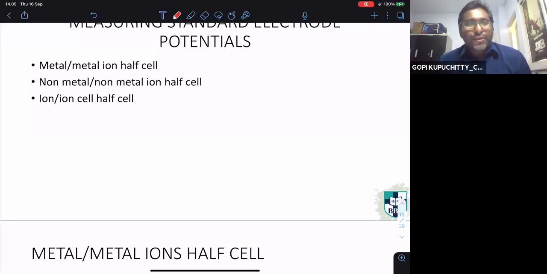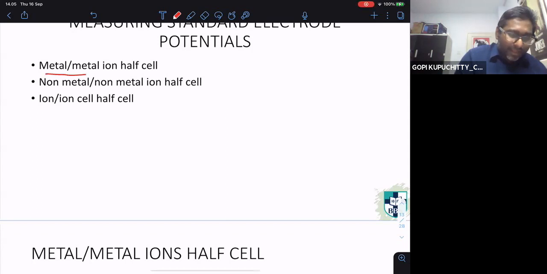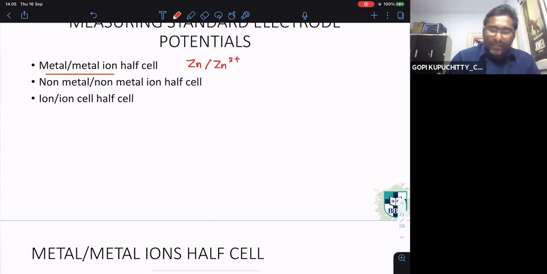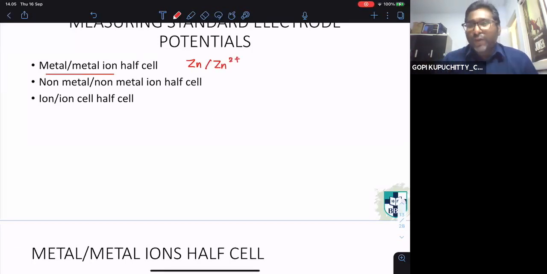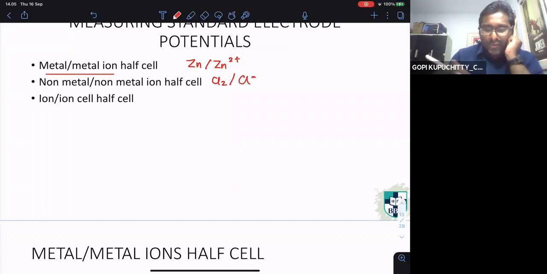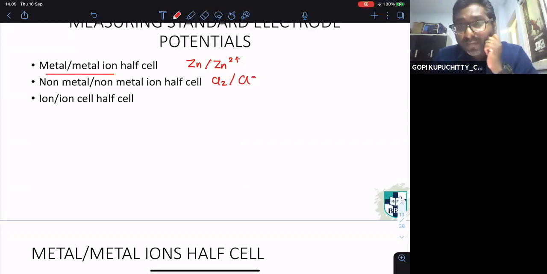They are different. So you see, we have three different types of half cell that we can compare. One is going to be metal and metal ion. This is very common. For example, zinc is the metal, and the metal ion is zinc 2 plus. We can also have a situation where we have a non-metal, for example Cl2. If I want to compare Cl2, maybe I need the Cl minus. So it's going to be a non-metal ion, Cl minus.